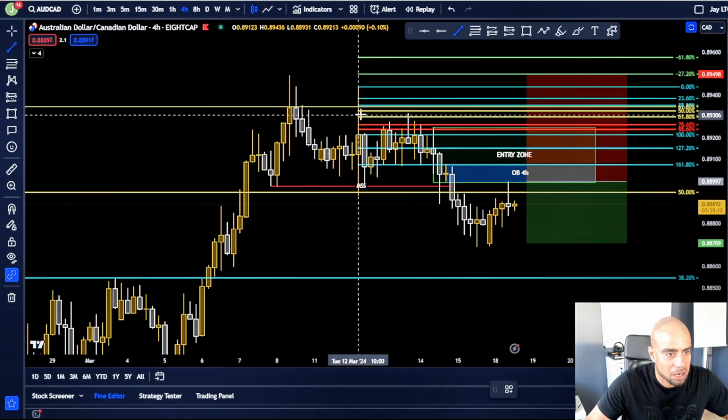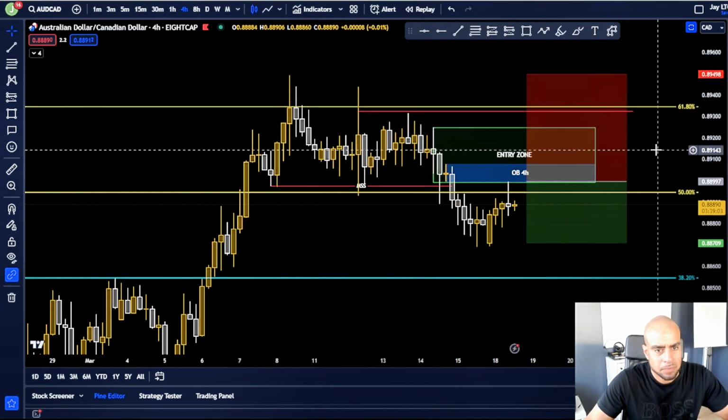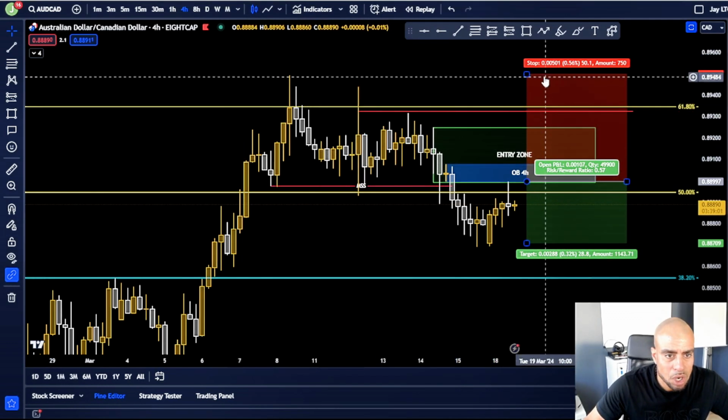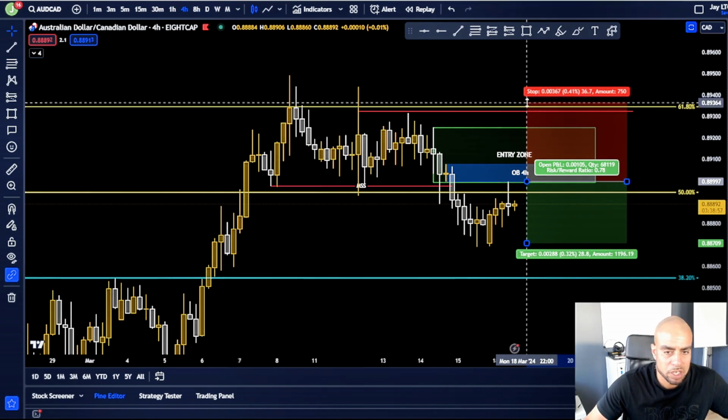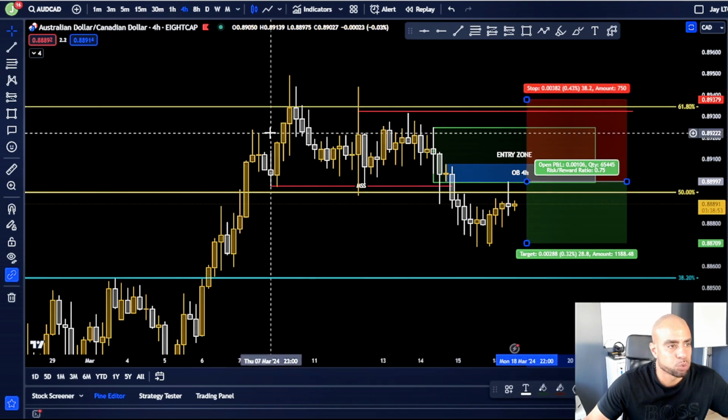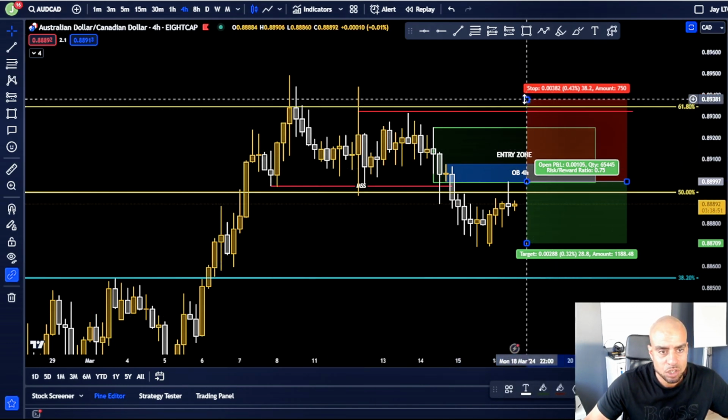You can even mark it out like this. That's the 50%. So we want to have our stop loss right above that. Confluently, you see the 61.8 is there as well from the Fibonacci, the big swing that we had on the daily time frame. So we're putting our stop loss right above there. So we have a 38 pip stop loss on this one.